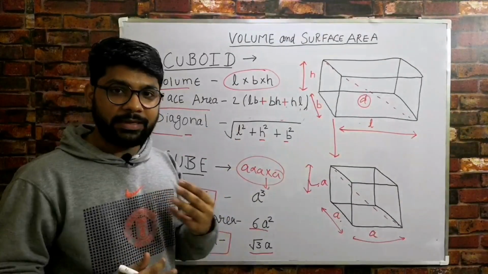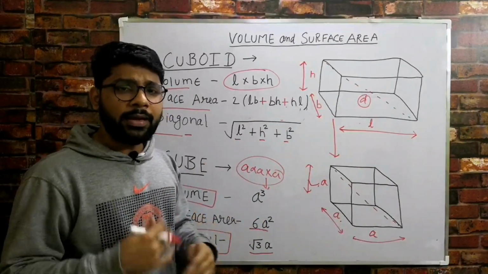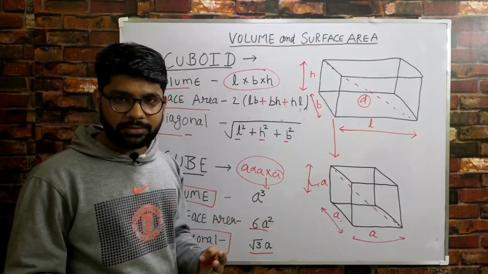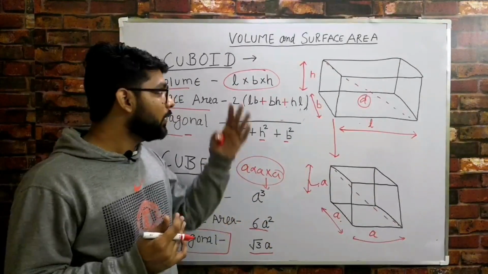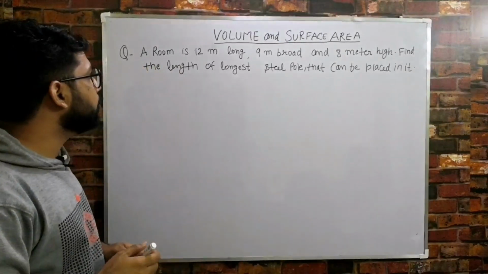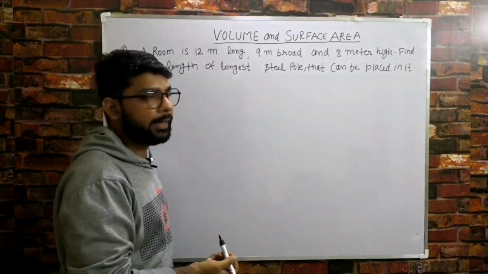Now I will discuss each part of the question: what types of questions can be asked from cuboid and cube. I will discuss all those questions. So let's discuss the questions on the given topic. The question is: a room is 12 meter long, 9 meter broad, and 8 meter high.